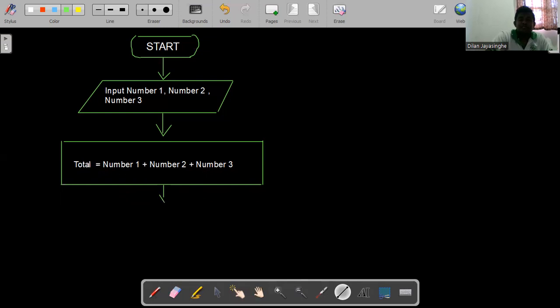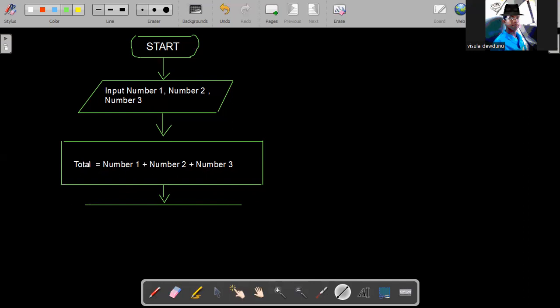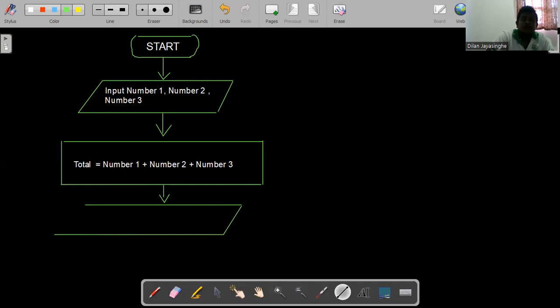Then after the process, what do we have to do? We have to give the output. What should be the output? Total of the three numbers. Yes. So, there also we have to use the parallelogram, when we output something from the computer.